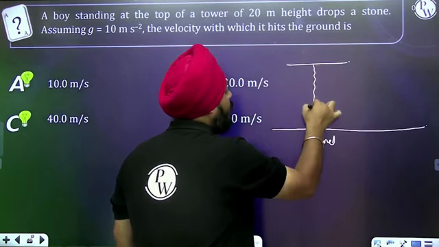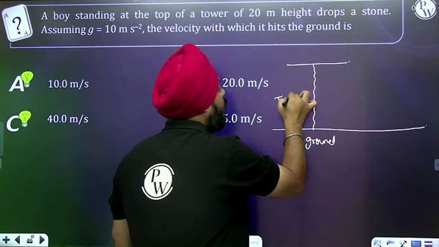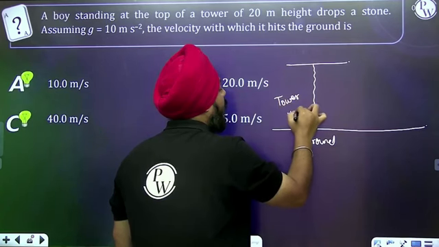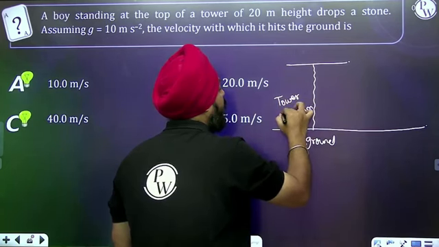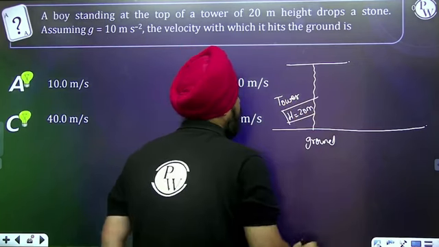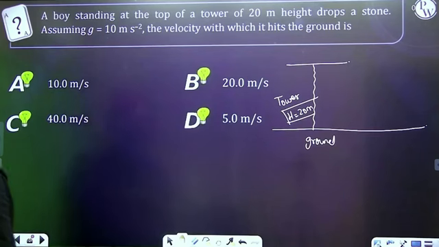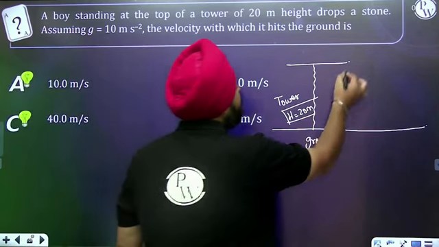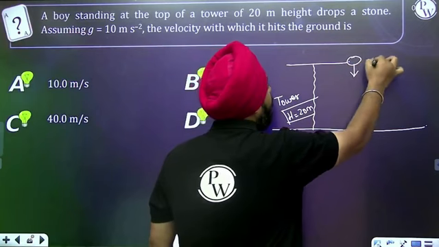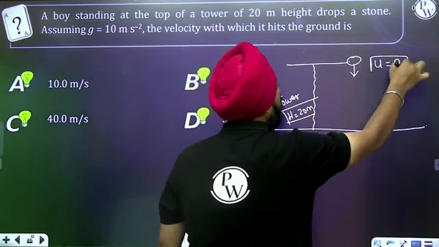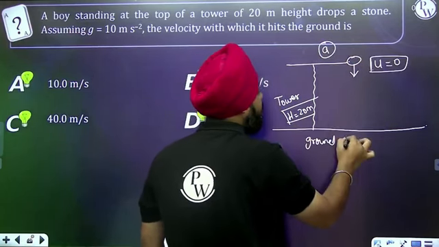Ground, tower, height 20 meter. Drops a stone, assuming g is equal to 10. It drops a stone, it means initial velocity is 0. This is a point A, this is a point B.